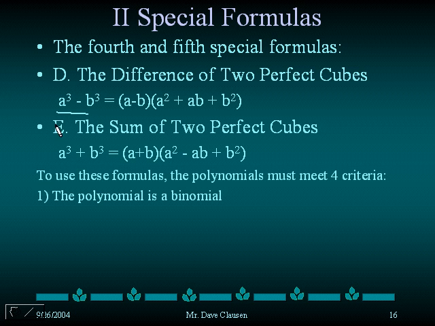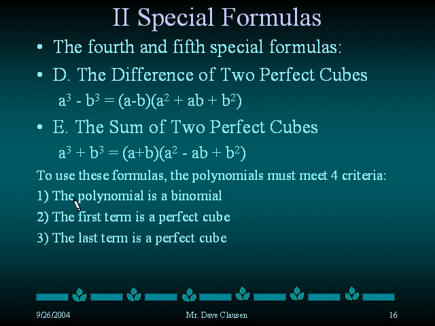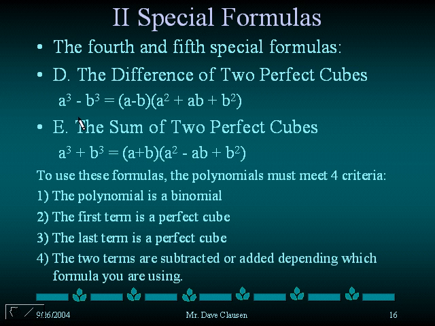One, first of all, the polynomial is a binomial, meaning that there are, of course, two terms. And that checks out in this particular case. Second, the first term needs to be a perfect cube: some number times itself 3 times. Third, the last term has to be a perfect cube. And then fourth, it doesn't matter whether they're added or subtracted. That's what we're looking at, and that will be either one of these two formulas.